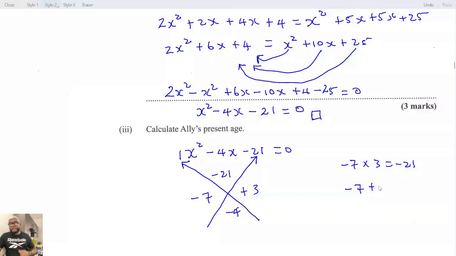And then negative 7 plus 3 is equal to negative 4. So it works, right? Okay? It works. So we're going to plug in now.